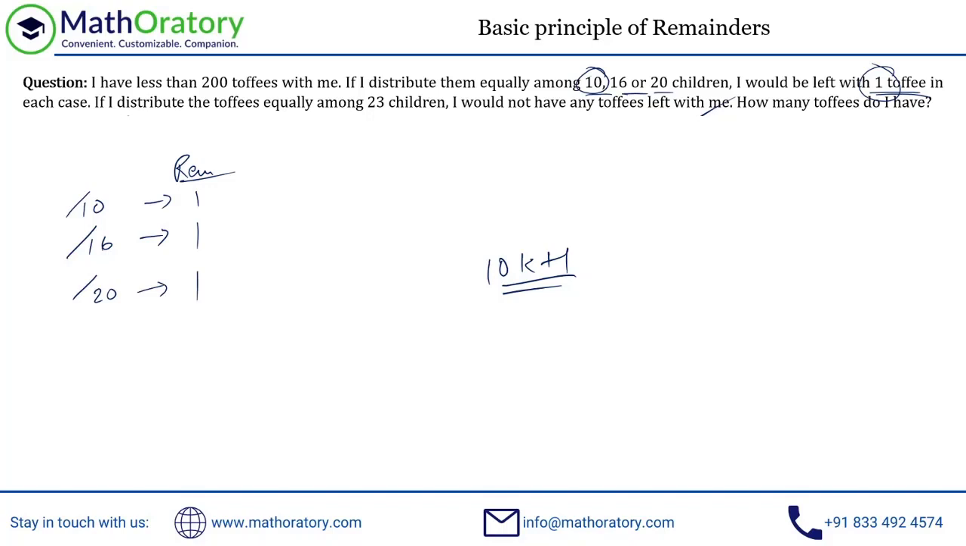And the last statement, if I distribute the toffees equally among 23 children, I would not have any toffees left with me. So basically divisible by 23, right? So when divided by 23, the remainder should be 0.